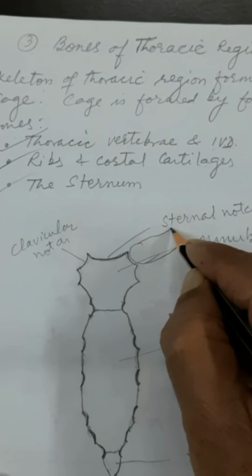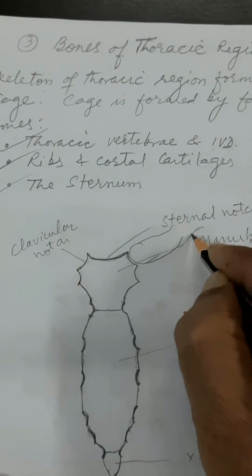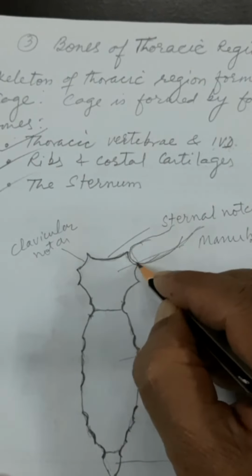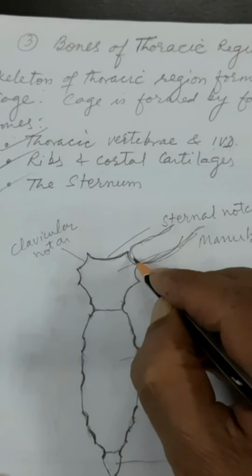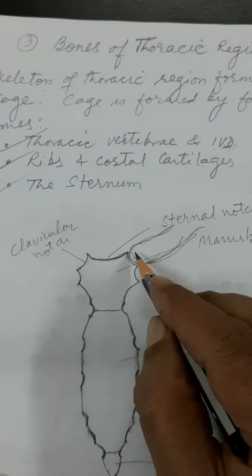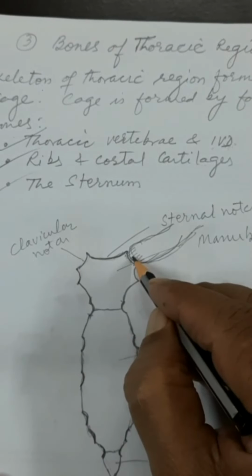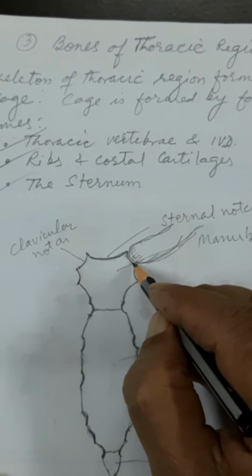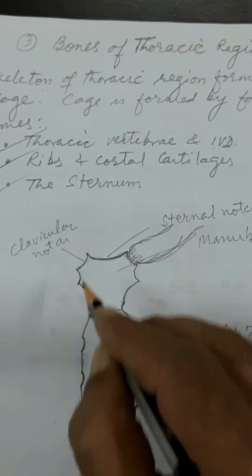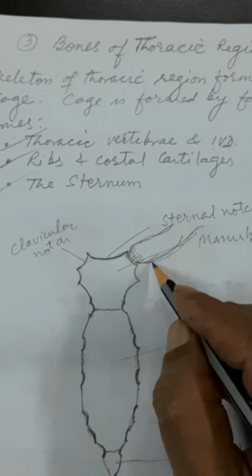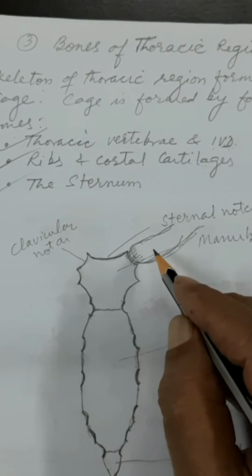So it articulates with the bone called as the clavicle to form an articulation with the medial end of the clavicle, and that articulation will be called as sternoclavicular joint. That will be called as sternoclavicular joint on right side as well as onto the left side.